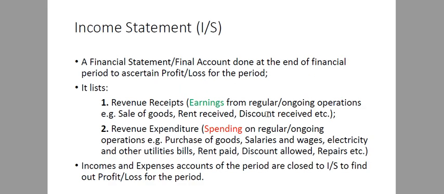Here you can see the first bullet point. It tells you about the income statement. So it's a financial statement which can be done at the end of a financial period. Normally we do it end of the financial period, but you have a choice to do it more frequently. The period is your choice. It can be done as frequently as you would like. You can do it monthly, quarterly, or semi-annually.